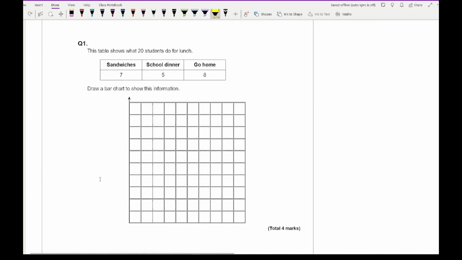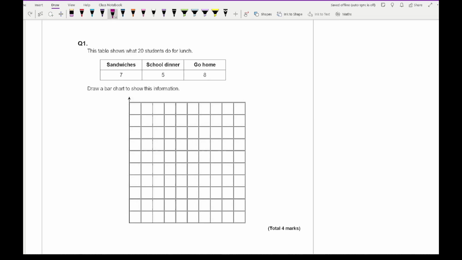So looking at question 1, it says the table shows what 20 students do for lunch. We've got sandwiches, school dinners, or they go home. And the question is asking us to draw a bar chart to show the information. Now, as you can see, we've got our grid already drawn, so we can use this. And the highest frequency is 8. So whatever scale I've got to go to, I've got to make sure that I'm going all the way up to 8. Now I'm going to keep it simple.